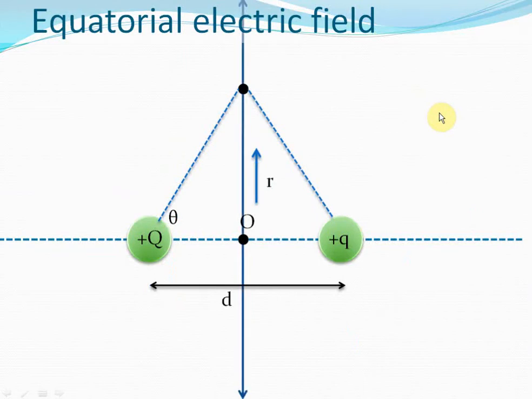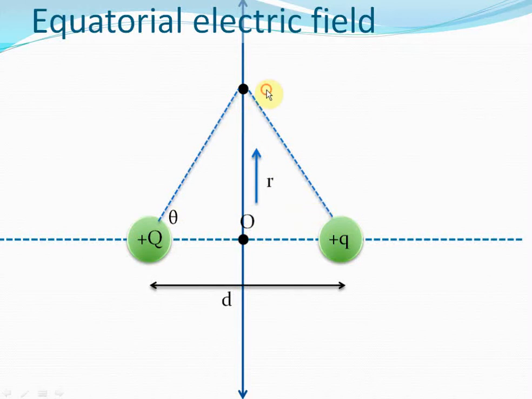Let's calculate the equatorial electric field of this two positive charge system. Let's say this is the origin. Let's say these two positive charges are at a distance d from each other, and we want to calculate the electric potential on the equator of this two-like charge system at a point which is at a distance r from the axis of this two charge system, and this point makes an angle theta with this plus capital Q charge. So what will be the electric field here because of these two charges?